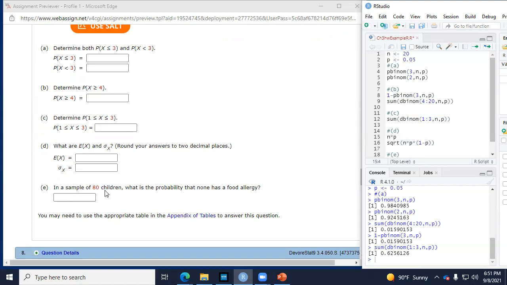So in a sample of 80 children, what is the probability that none has a food allergy?